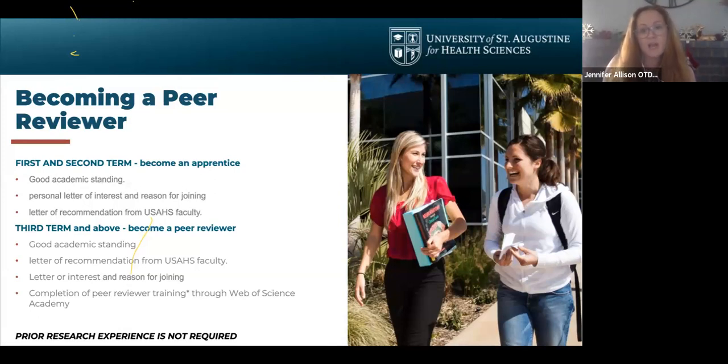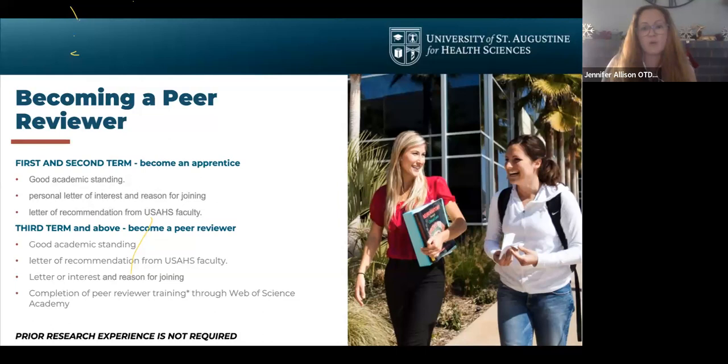What that means is that you will just attend the monthly meetings. You won't be a peer reviewer yet. You might participate in some of the practice peer reviewing and start to learn about the process, but you won't be a peer reviewer yet.